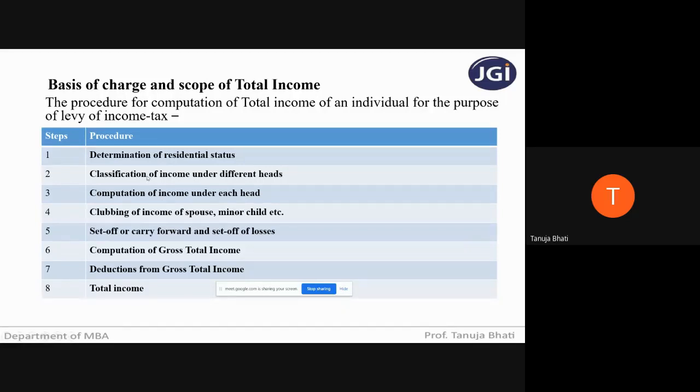So first I classify the income under each head, and then I compute the income which is going to be taxable under each head. Each head has a different set of provisions, exemptions and deductions, which we will be studying in the succeeding modules, where we will study each head of income individually. The fourth step is clubbing of income of spouse, minor children, etc.